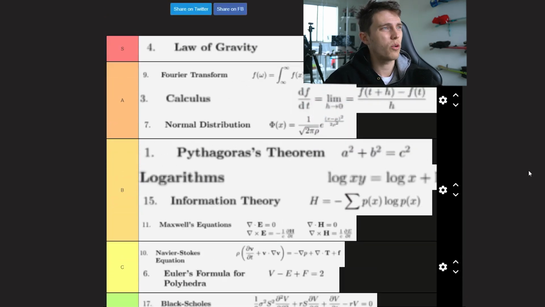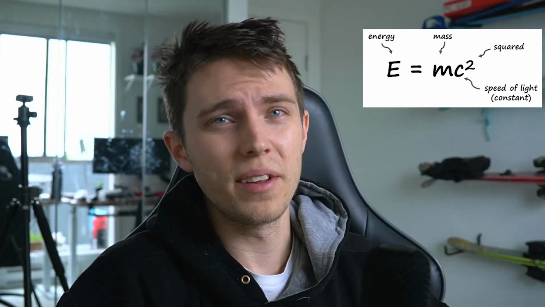I don't think it's quite on the same level as the law of gravity, nor is it as applicable nowadays as Fourier transforms, calculus, or normal distribution, but I do think that it deserves a high spot and above logarithms.